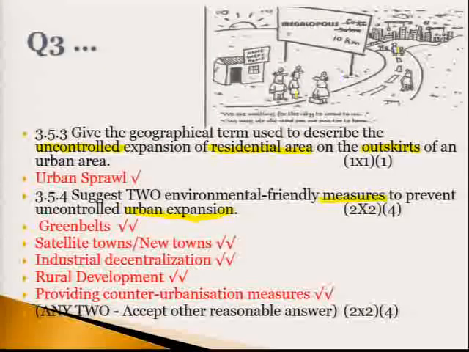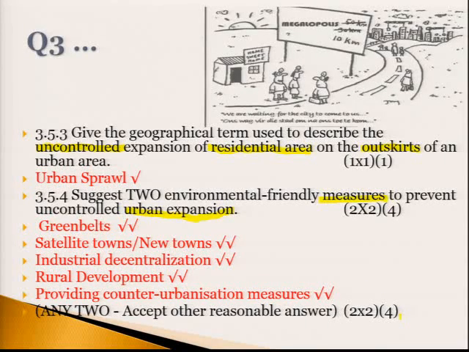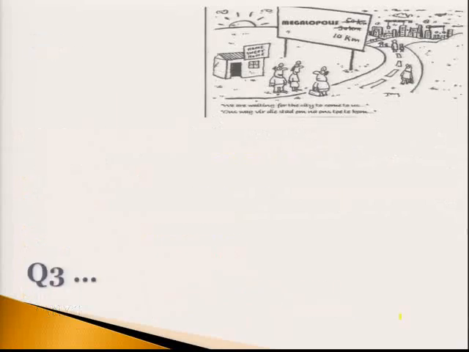Colleagues, you must also check with rural development. Some of our candidates will say, let's improve our rural areas. Then we can take it. It's a 2-mark question to make 4. And then we take any other reasonable answer that we could get there.